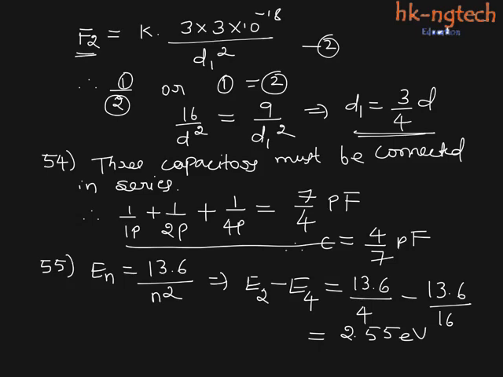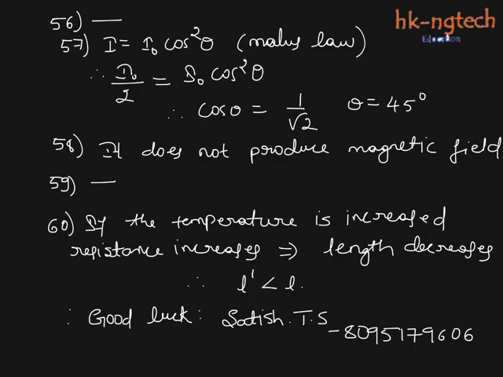Okay, 55th question. The energy in electron volt required to excite an electron from n equal to 2 to n equal to 4 state in a hydrogen atom is, we know that the energy required is equal to 13.6 divided by the square of the state. Here we have to excite an electron from n equal to 2 to 4. Therefore E2 minus E4 is equal to 13.6 divided by 2 square, that is 4, minus 13.6 divided by 4 square, that is 16. If you solve that properly, you will get 2.55 electron volt. That is the 56th question.